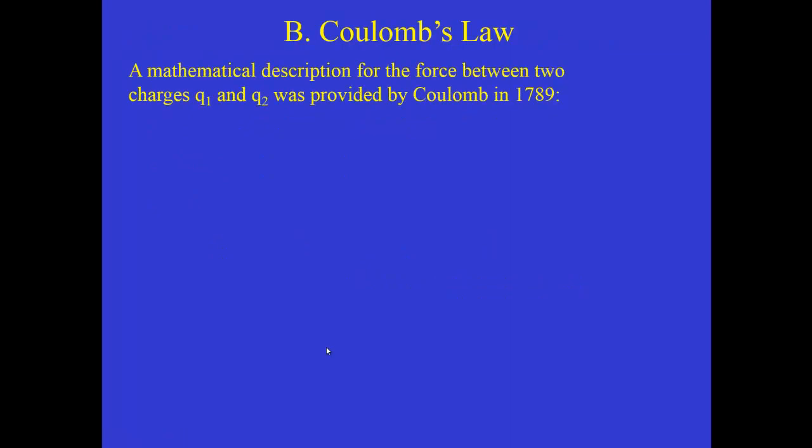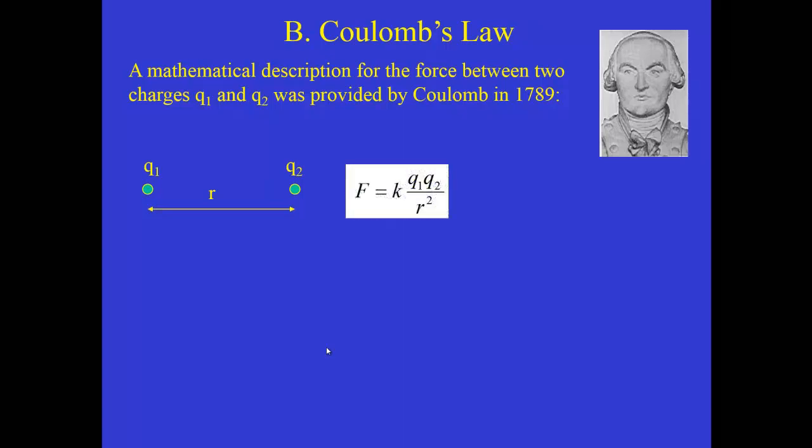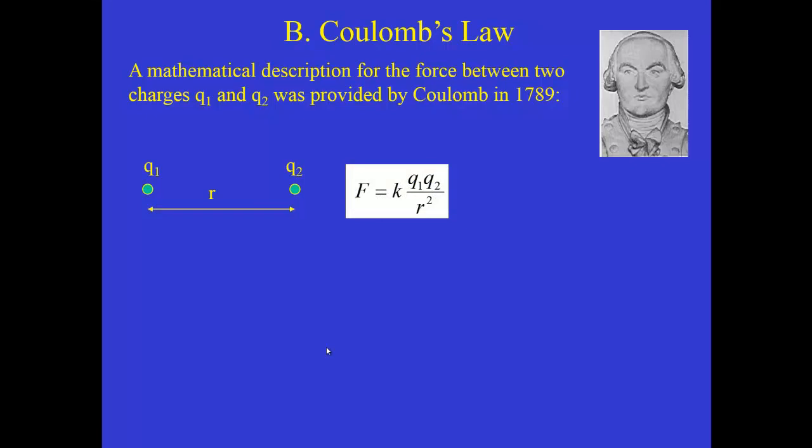Coulomb's law is an expression that tells us how charges interact with one another. If we have 2 charges Q1 and Q2 separated by a distance r, Coulomb in 1789 provided the first experimental evidence for how the force between these charges depended on distance. And he found that the magnitude of the force was proportional to the product of the charges and inversely proportional to the square of the distance between them. And this actually looks quite similar to the force law that Newton found for masses interacting through gravity.